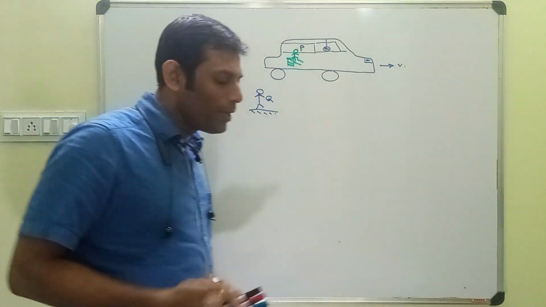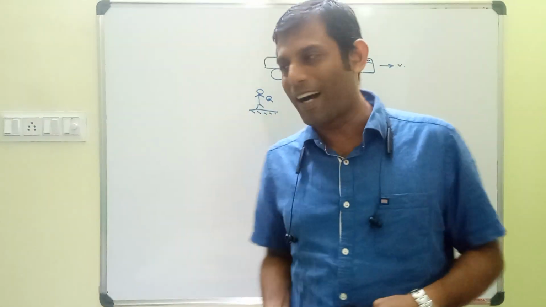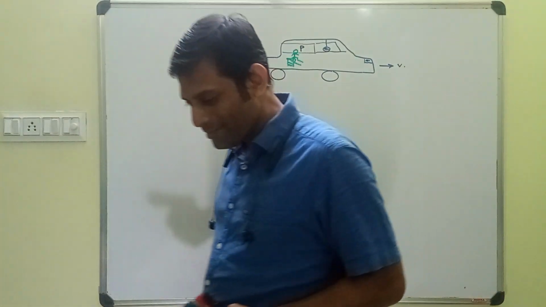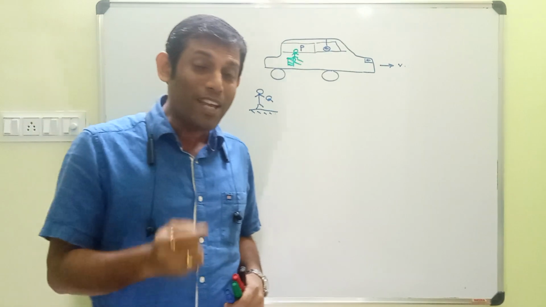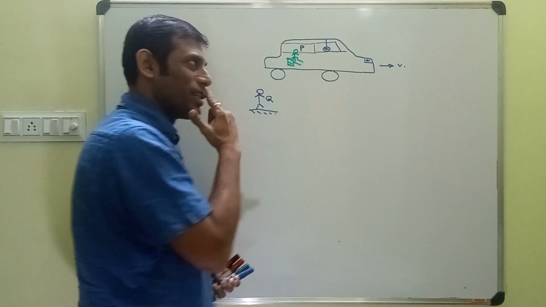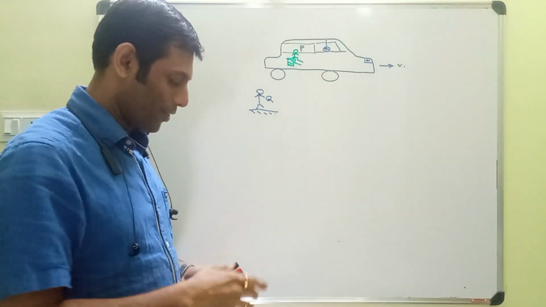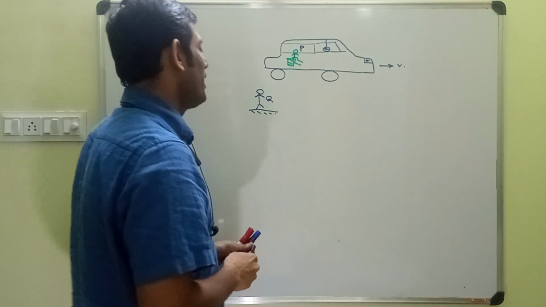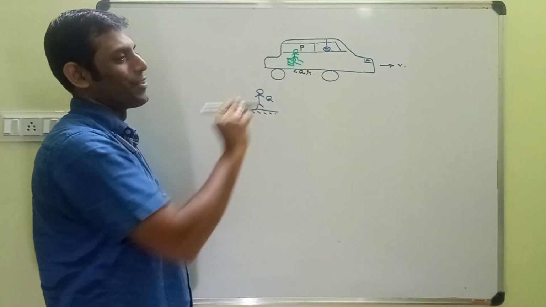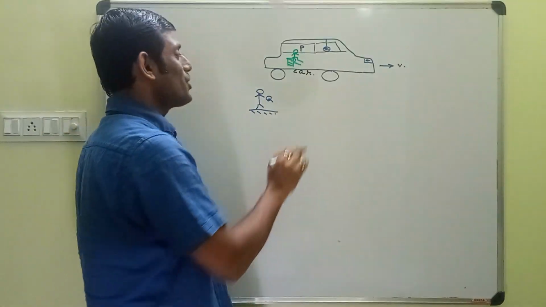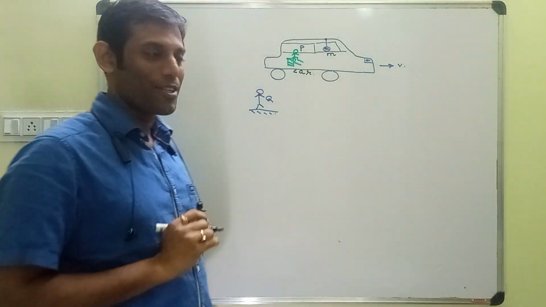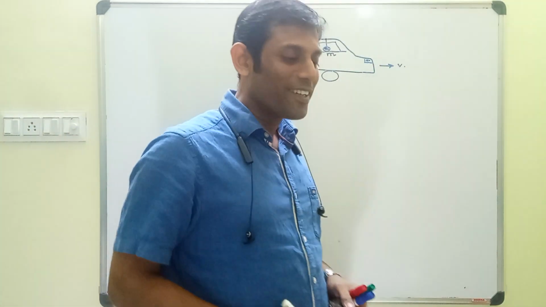Now I have two simple persons, one who is seated inside the car and the other person Q who is standing on the ground. The simplest query here is, if this car is moving ahead with a velocity v, look at the query: if the car is moving ahead with a velocity v, this object of mass m, hanging from the ceiling, is it moving?